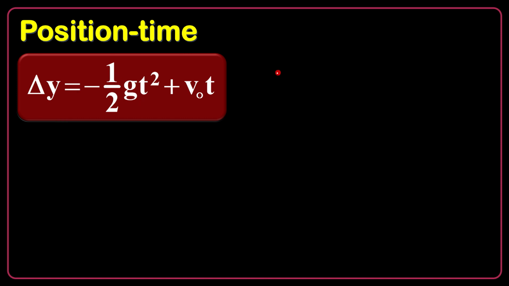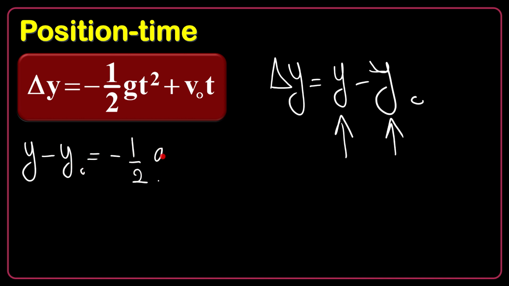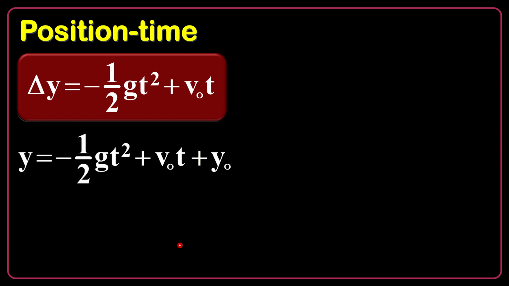You may be interested in writing that equation in extended format. Let's say delta y equals y minus y naught. Y is the final and y naught is the initial position. So here I can write y minus y naught equals negative a half of gt squared plus v naught t. And if I take negative y naught to the right side, the equation will be like that. It's an extended format. Y naught is initial position, y is the final position.